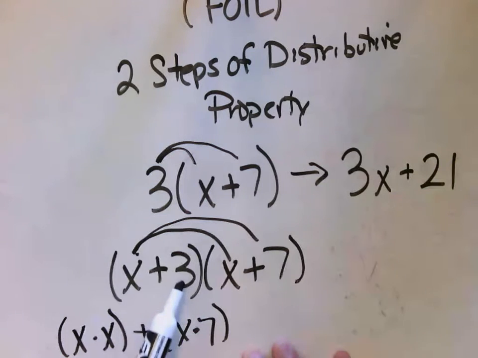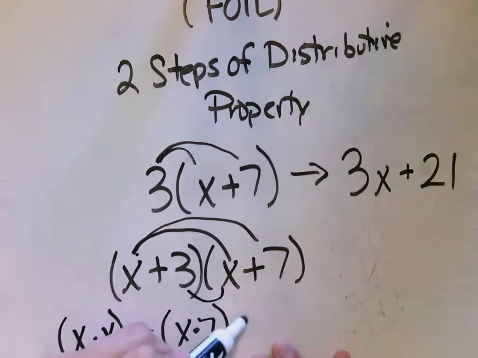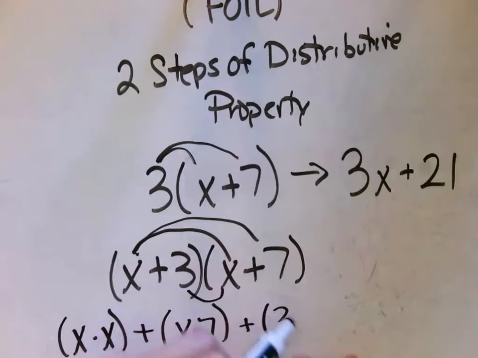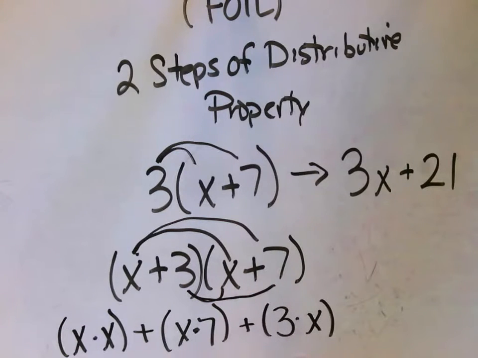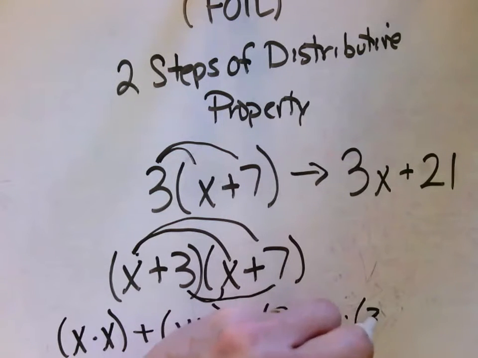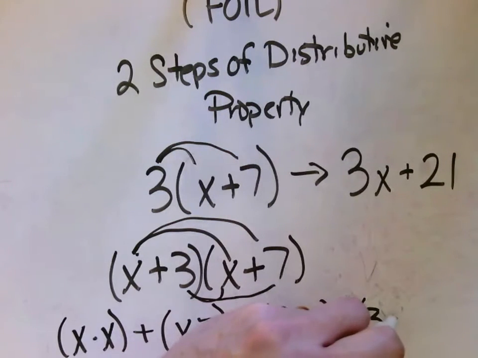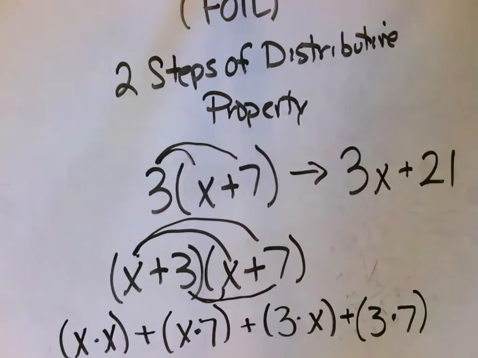We're going to multiply this term times everything over here. So this becomes 3 times x. And then we're also going to multiply it by that value out there, which is 3 times 7. Oh, sorry, this should be a plus, my bad. 3 times 7. Okay, so we're going to show some examples.